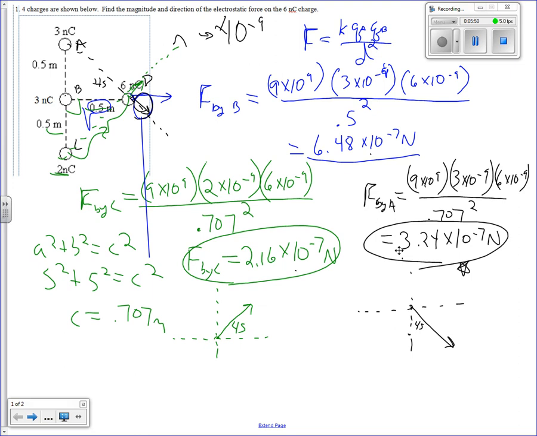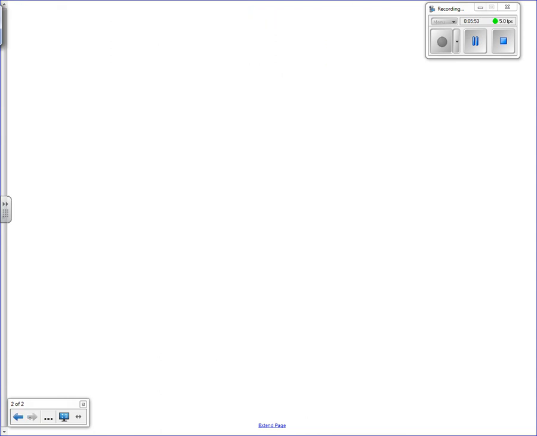So we'll pick up here on the blank page. All right, so we'll go ahead and start with the force by C, and it's going up like this. Again, 45 degrees.